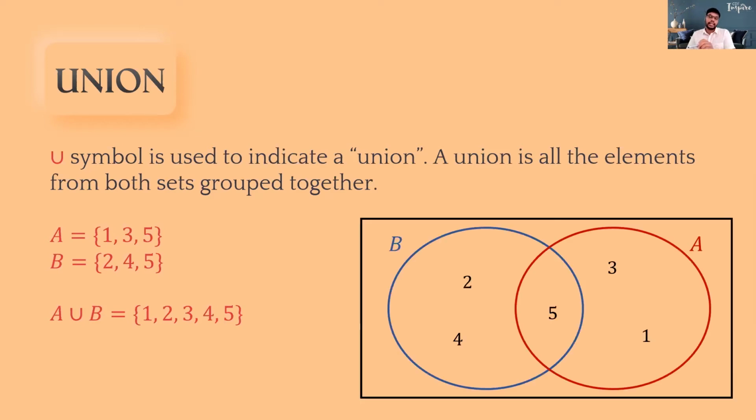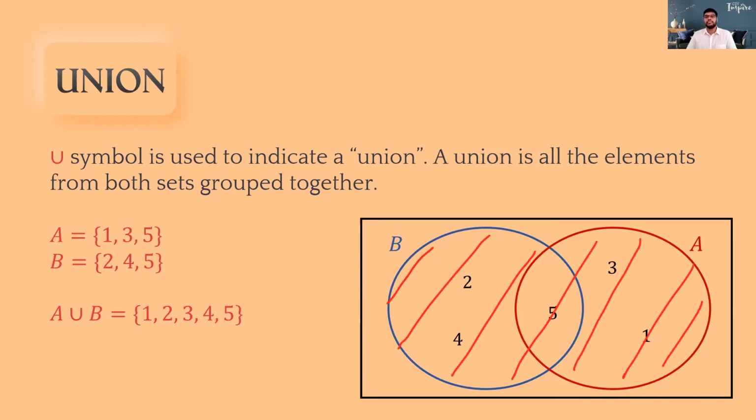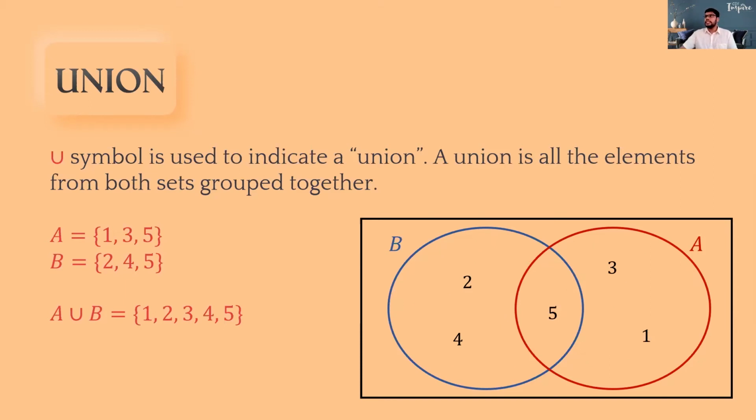So if we look at it in terms of the Venn diagram, children, right? The union is going to be everything inside both the circles. That is the union. So you saw the intersection was the middle section only. Union is both the sets together, right? Both the sets together. Okay, so I hope that's clear.